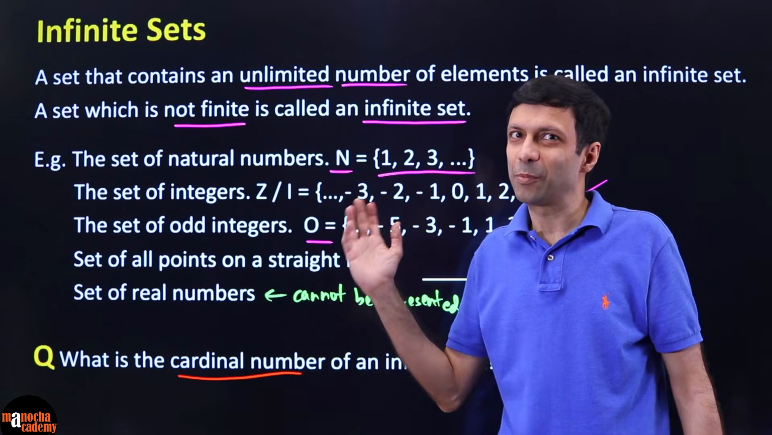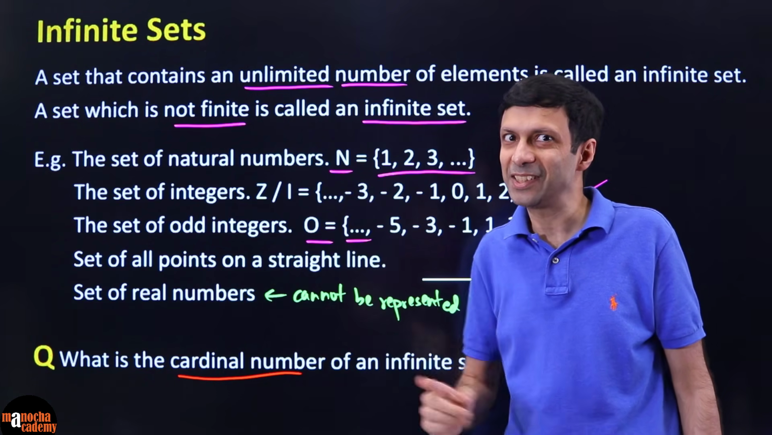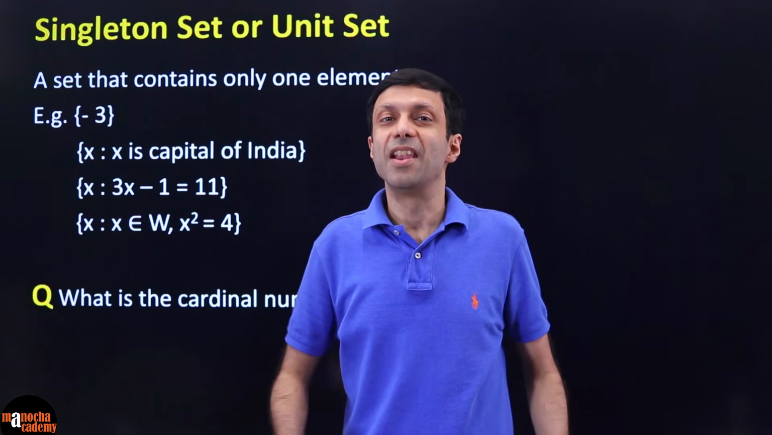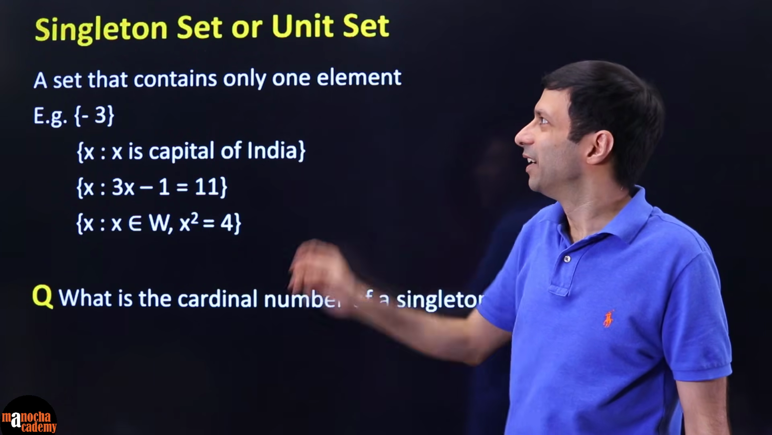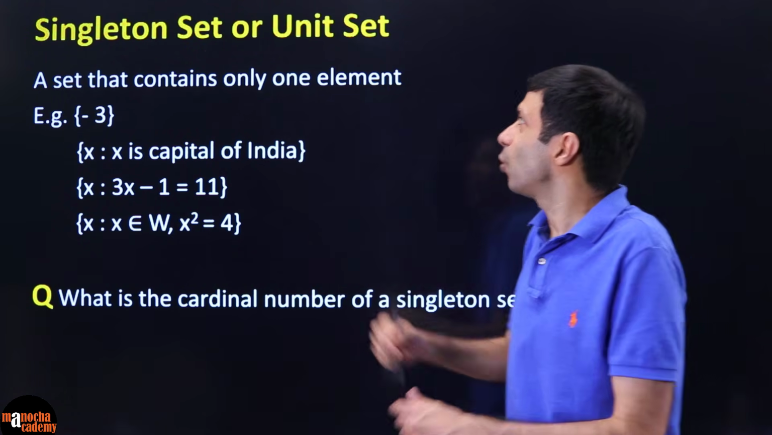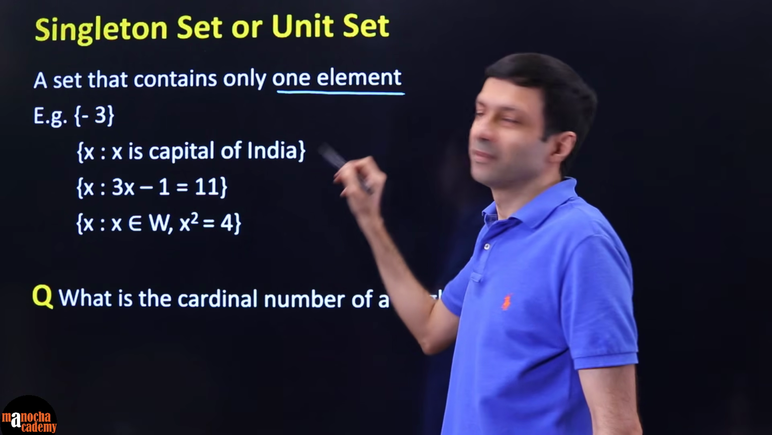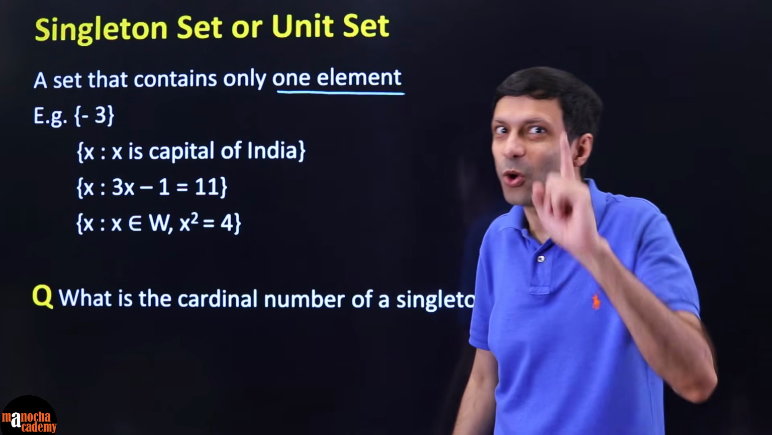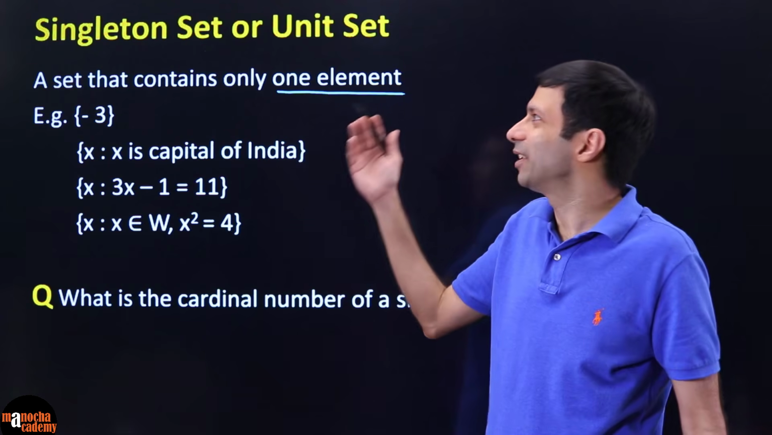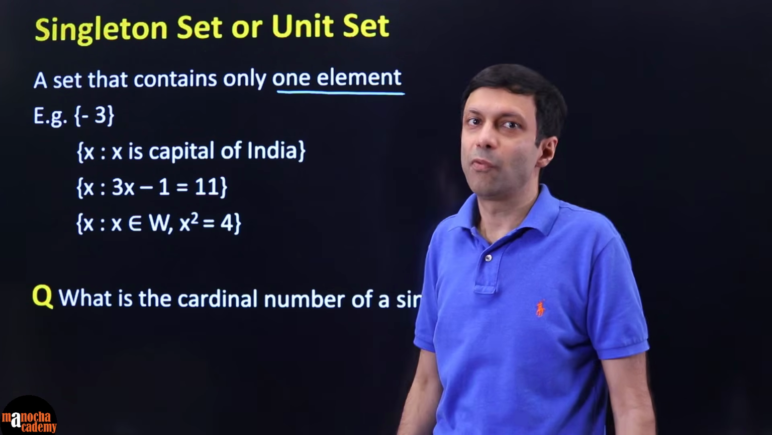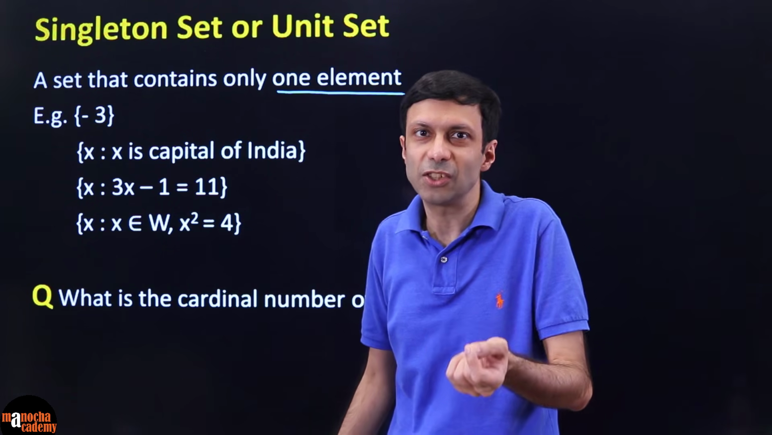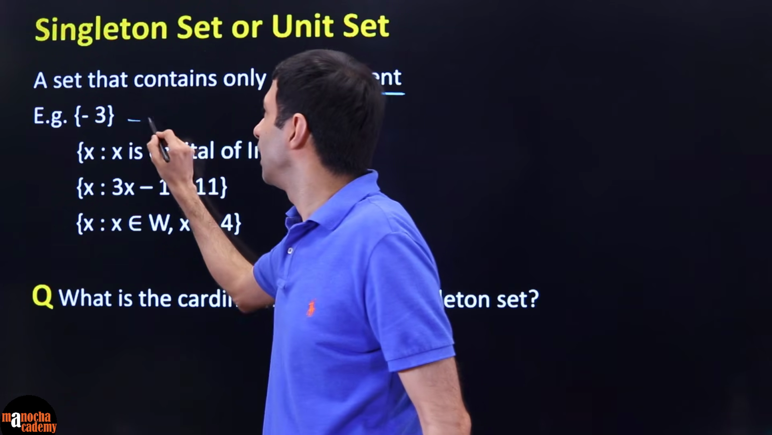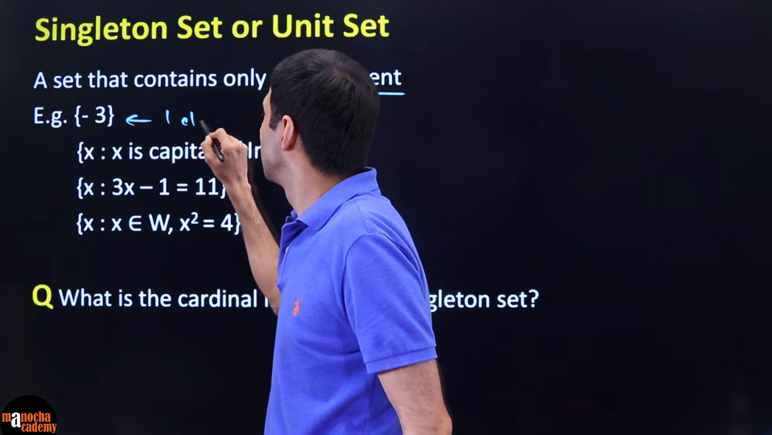So hope the concept of finite and infinite sets is clear to you. Now let's look at the singleton set, or what is also known as the unit set. A set that contains only one element. That is why it is called unit set, only one element, or the singleton set. For example, let's take a look at this set. It just has the number -3, so only one element there, and that is why it is called a singleton set.